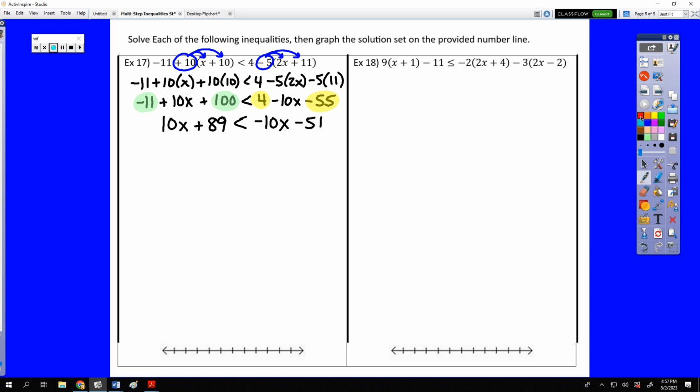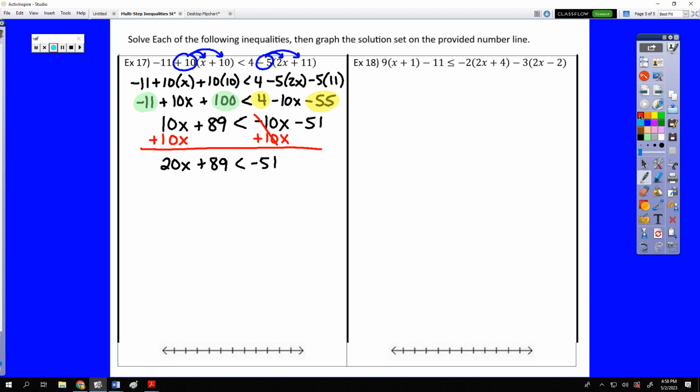Next, we need to isolate the variable. Currently, we have an x on both sides of the equation. We don't want that. So we are going to move the negative 10x to the right side of the equation by adding 10x to both sides. That will give us 20x plus 89 is less than negative 51.